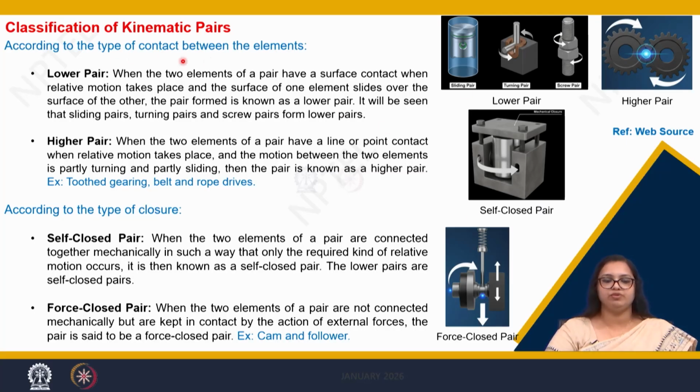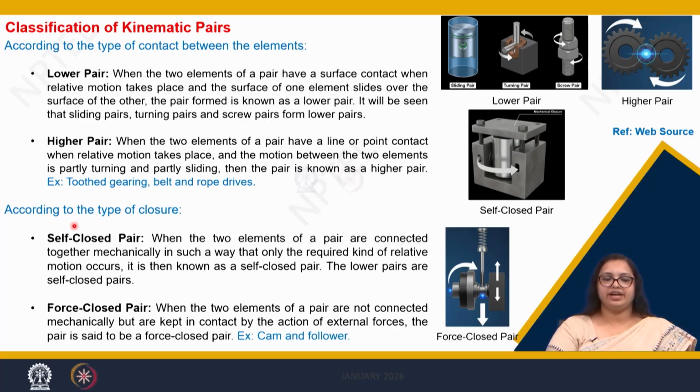Now, according to the type of contact between the elements, a kinematic pair is classified in two categories: the lower pair and the higher pair. In a lower pair, the two elements have surface contact with each other. However, when we have a point or a line contact, we call it a higher pair. One example you can see is in gears. More about how it is a point or line contact, we will learn when we go through toothed gears.